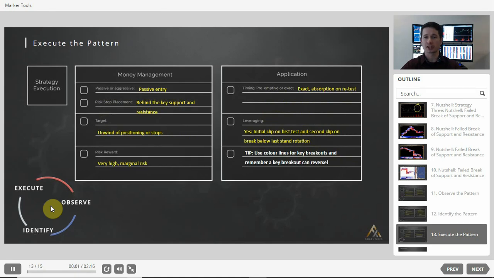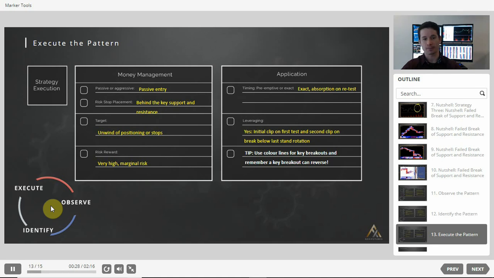So in terms of execution, some of the things we're going to pay attention to: again, do we want to be passive or aggressive? We can afford to be quite passive in this instance, as obviously we're waiting for that consolidatory zone around the original breakout zone. Okay, we did show you a great example there of how the market spent quite a bit of time auctioning around the breakout point before then moving quite aggressively lower.